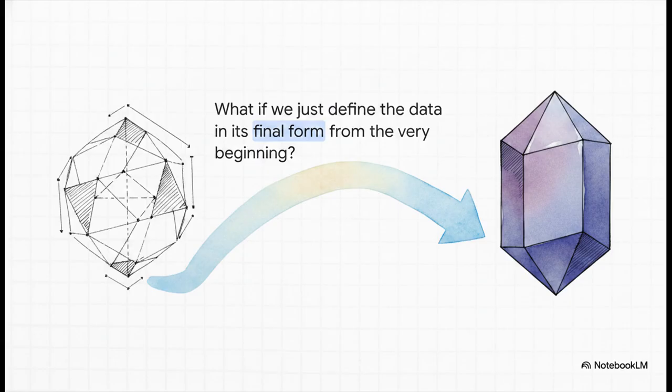Recognizing that heavy cognitive overhead, Ang realized this mapping table could be beautifully streamlined into a super clean single-step solution. Instead of defining the data and then transforming it somewhere else down the line, they asked a much better question. What if we just define the data in its final form right from the very beginning?